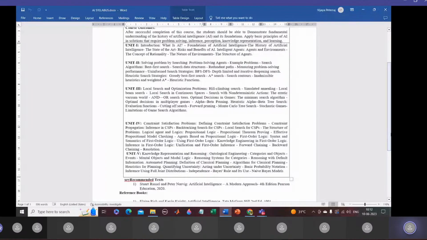Okay, and the fifth unit is knowledge representation and reasoning. And this is almost more theory oriented, and here the main thing is about your Naive Bayes model.